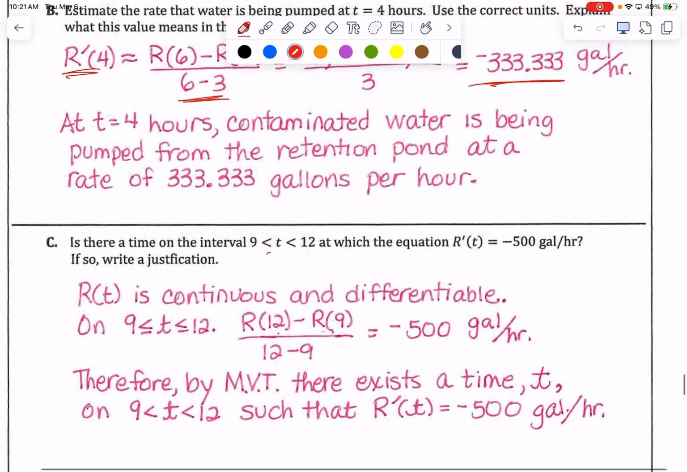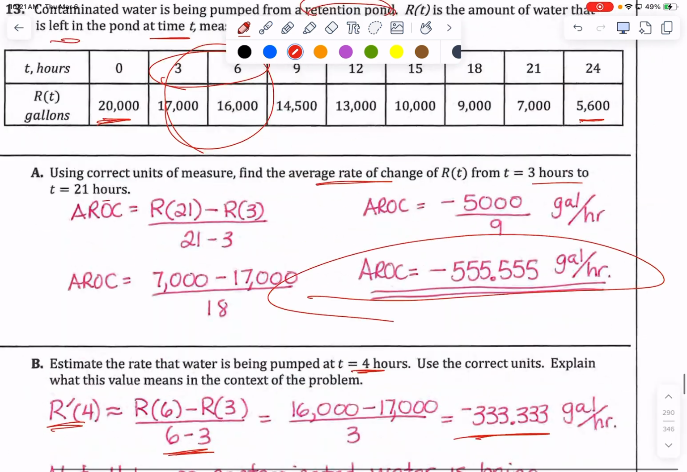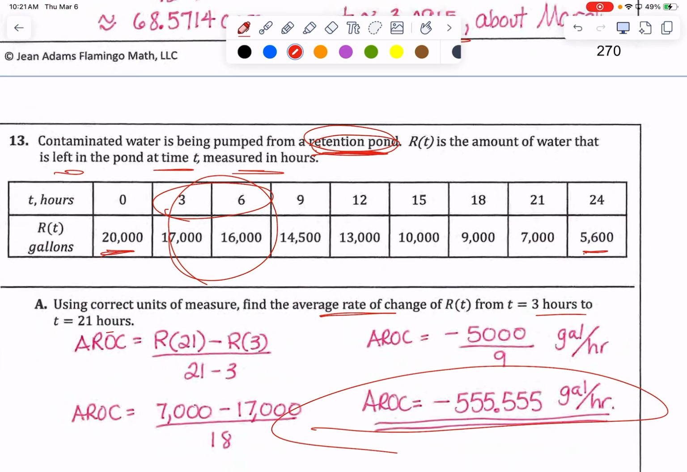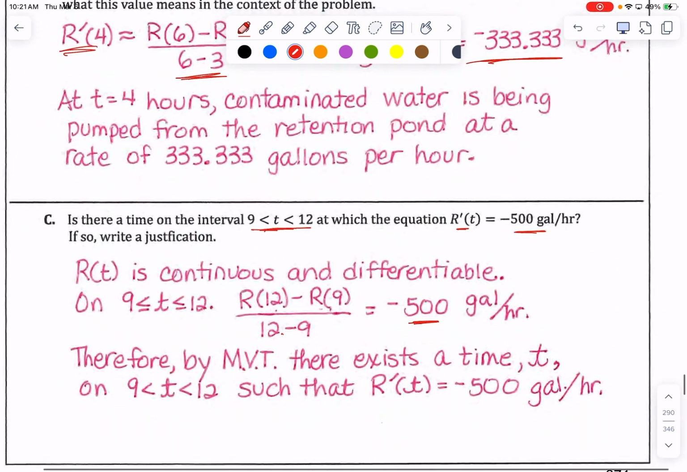Is there a time interval from 9 to 12 where R prime of t would have to equal negative 500? Well, if I can show from 9 to 12 that it equals negative 500, and I know that they told me this was continuous, no, they didn't tell me, but we're going to assume, since the water's being drained, they're not turning the pump off for 24 hours. So we're going to assume it's a what? Continuous function. So if we say R of t is continuous and differentiable, we find the AROC is negative 500.